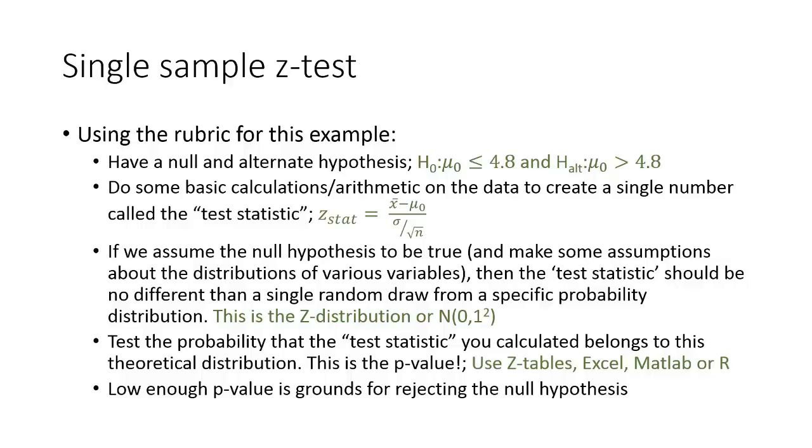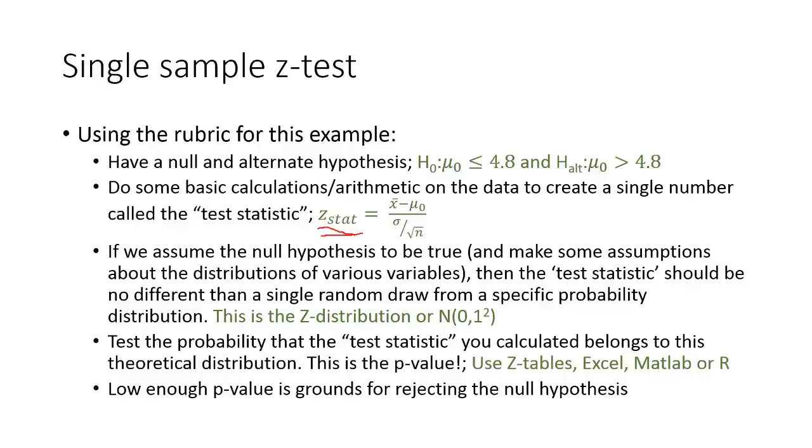So why are you calculating this value? We've said in the next bullet point that if we assume the null hypothesis to be true, and make some assumptions about distributions, I won't say that every time, then technically the test statistic should be no different than pulling a random number from a specific probability distribution. So the whole idea is, if the null hypothesis is true, then this test statistic, the z stat, should be equivalent.